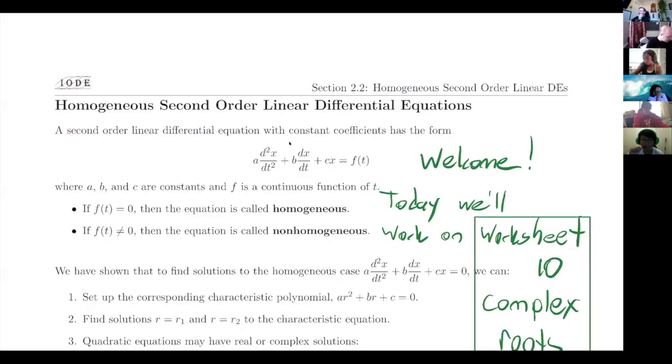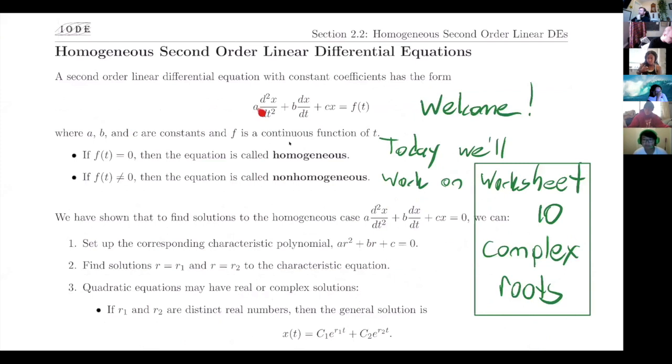Okay, so just to review what we talked about last time. We were talking about solving second order differential equations with constant coefficients.